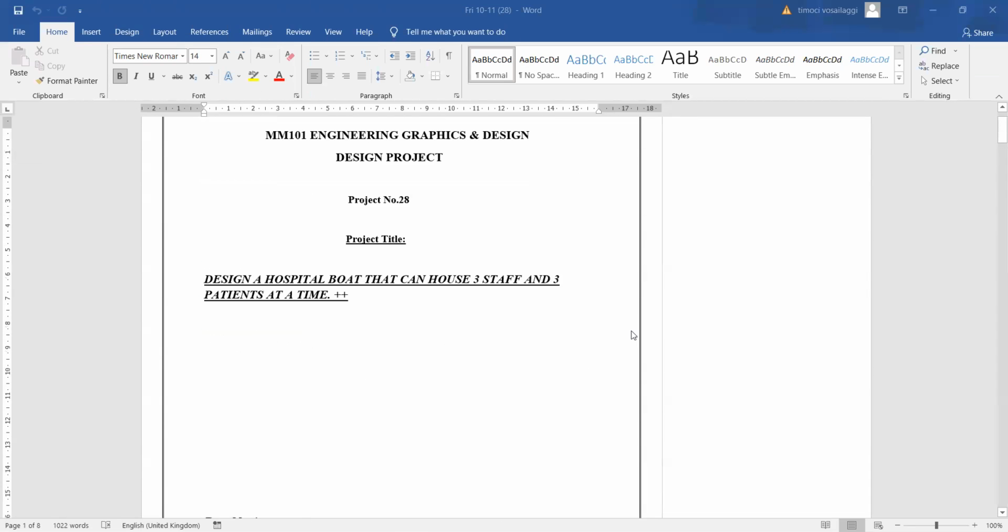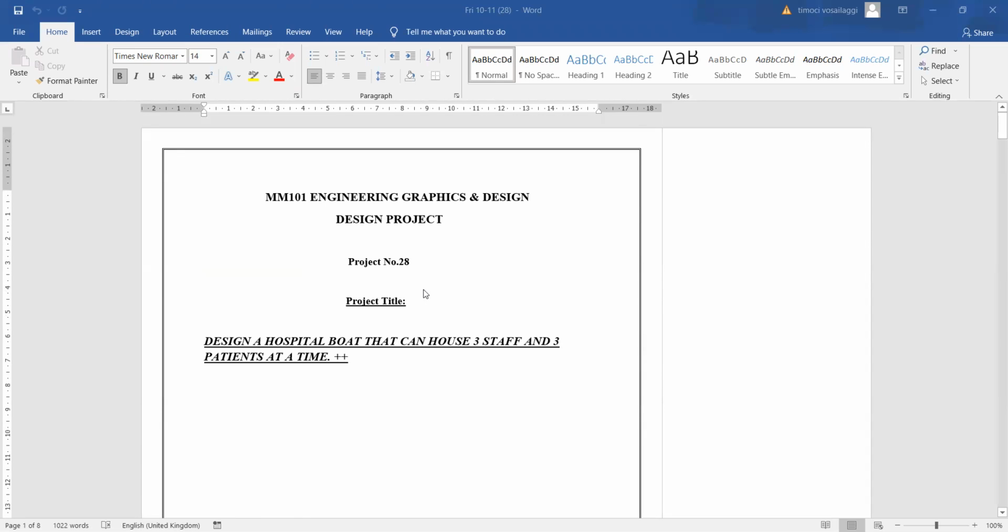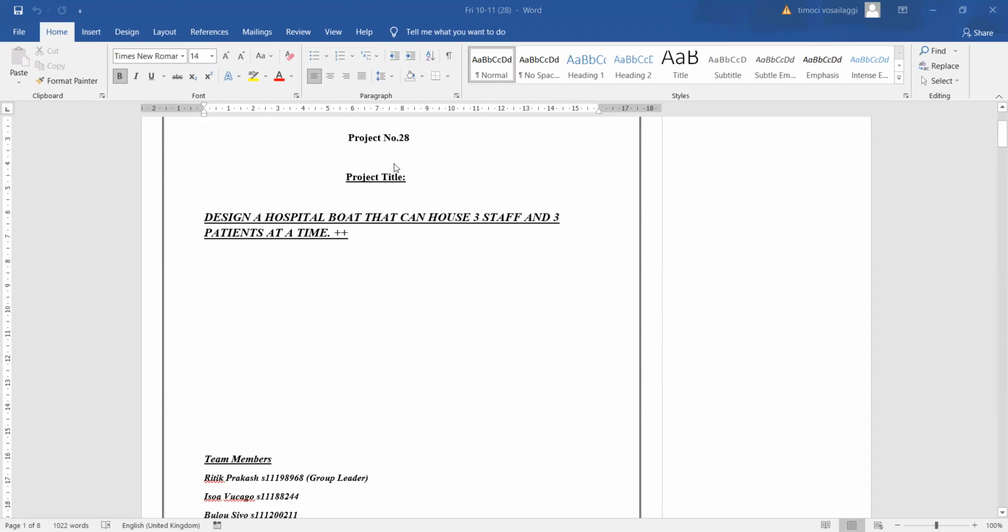Please, when you make your submission, state what tutorial session you belong to, as well as the project number. So if you belong to Friday 10 to 11, write Friday 10 to 11 somewhere underneath your project number, just so that it's easier for us markers to know which ones we have to mark, because we'll be marking the ones from our own tutorial sessions.